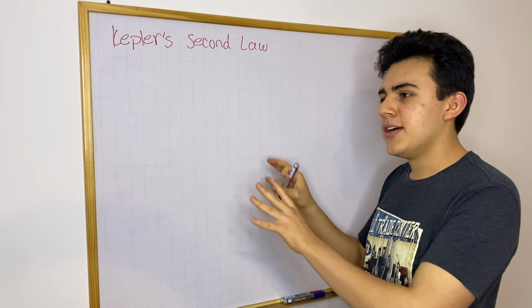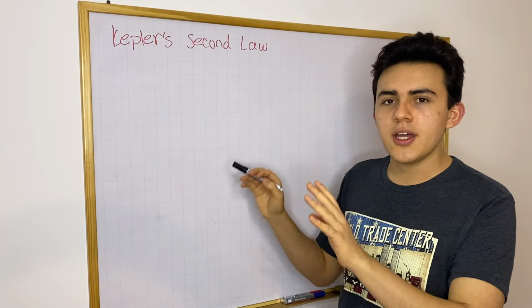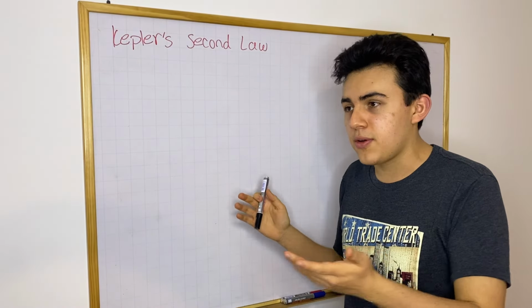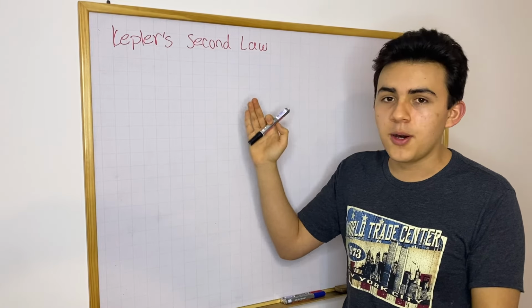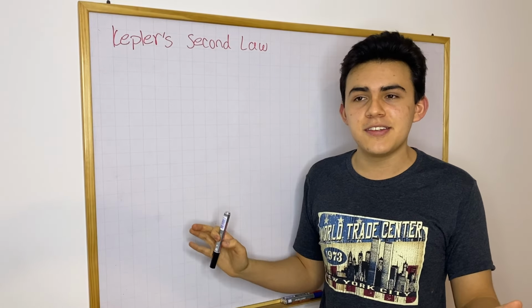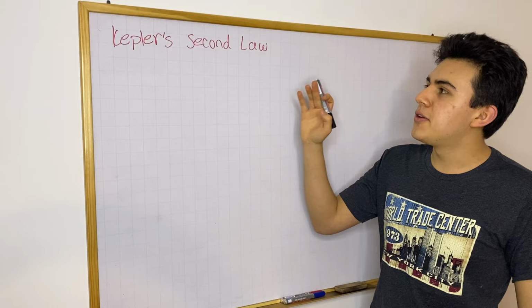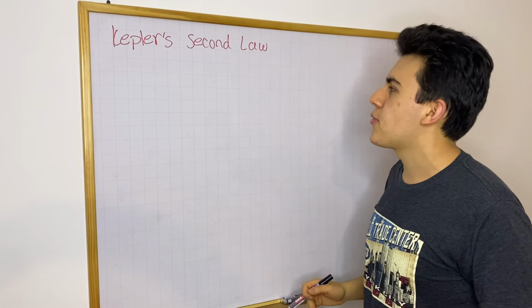I'm going to show you the reasoning. I'm going to show you something, and it's up to you to say whether it's a proof for Kepler's second law or not. I think it is. My teacher says it's not. I want to see what you think, okay? So this is a very nice topic. So yeah, I'm just going to get right into it.